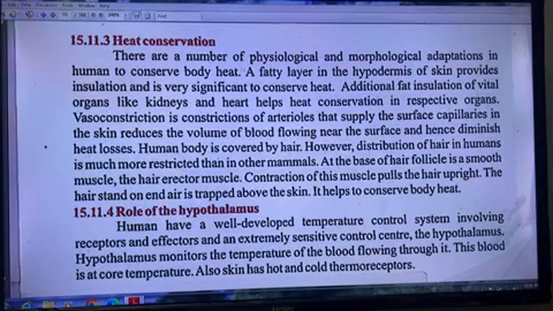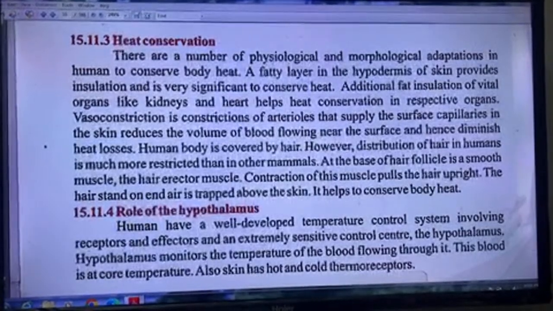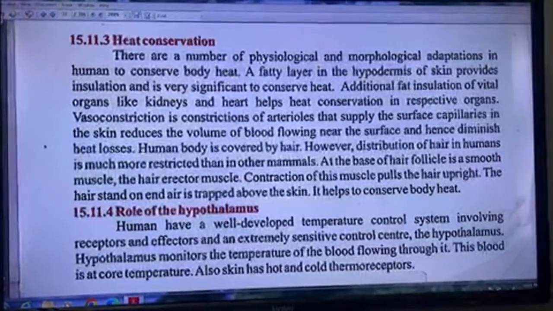Vasoconstriction is contraction of the arterioles that supply the surface capillaries in the skin. It reduces the volume of blood flowing near the surface and hence diminishes heat losses.